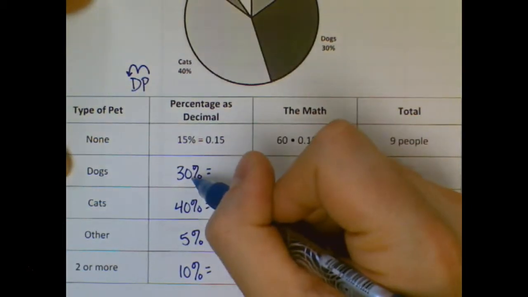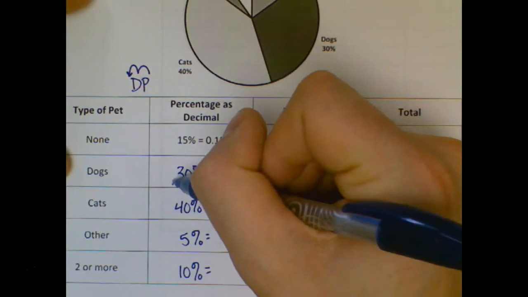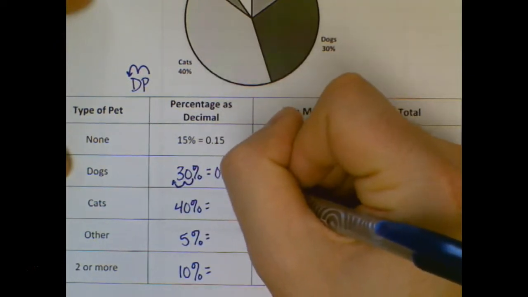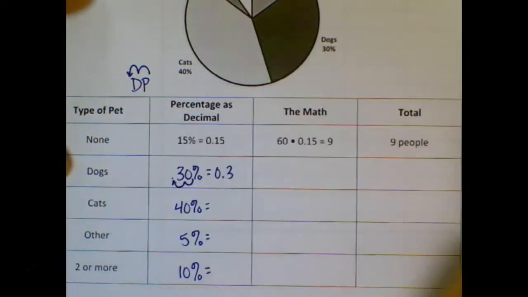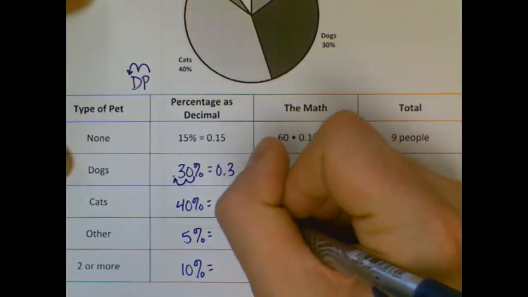So the decimal point here on the 30 is after the 30. 2 times to the left is 0.3. Okay, 40, it's the same thing. 2 times to the left leaves me with 0.4.